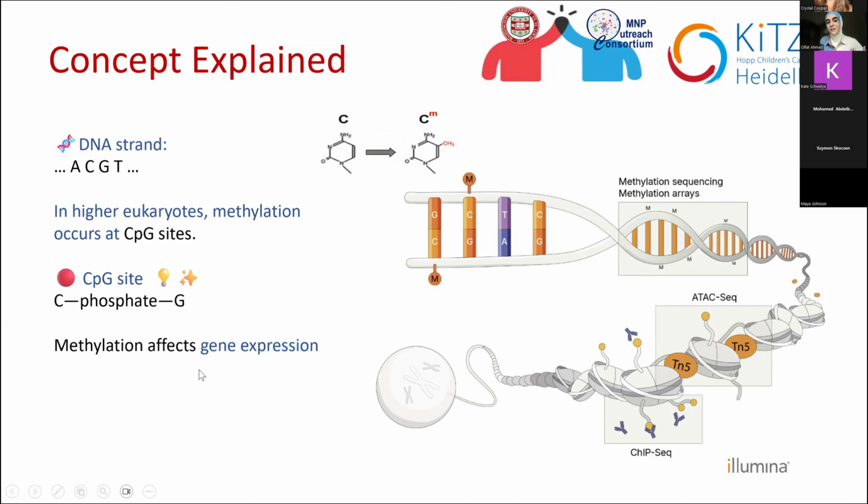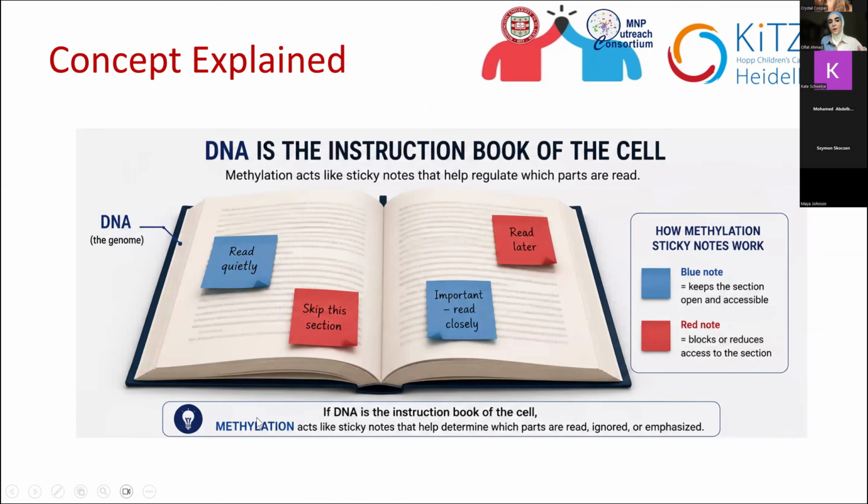So methylation affects gene expression because basically methylation leads to condensation of the chromatin, and it hides transcription factors in a way and decreases gene expression. So methylated areas would be quieter in a way, and unmethylated would be more active. So if DNA was an instruction book for the cell, then you could say that methylation, together with other epigenetic marks, act as the sticky notes, which simply help regulate which part to read and which part to skip.